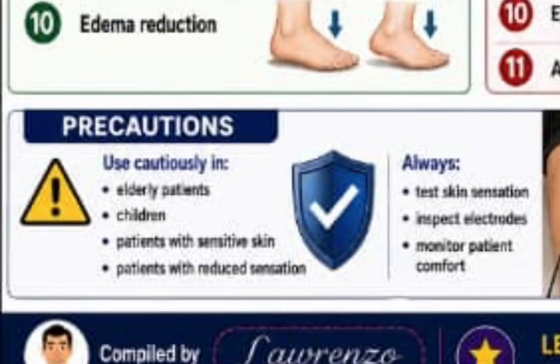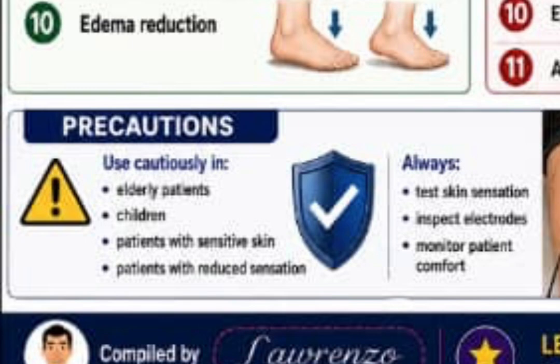The next is the precautions. What are the precautions you have to note when you are using Faradic current? Number one, you have to be cautious when you are using it for elderly people, for children, and patients with sensitive skin, because it could cause hyperactivity, or it could damage something that wasn't damaged before the patient came. And you have to be cautious when you are using it with patients that have reduced sensation also. You should always test the skin first to make sure that the skin has sensation.